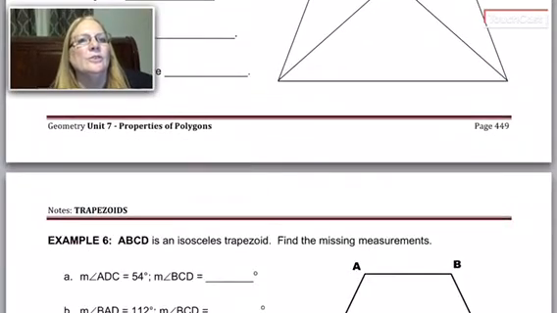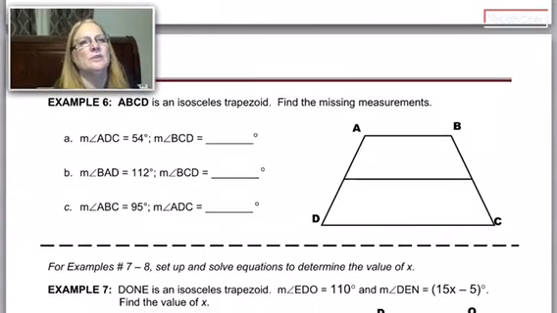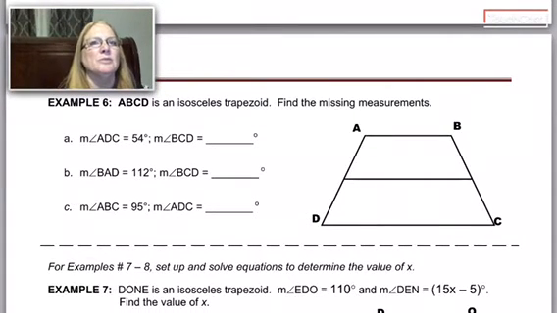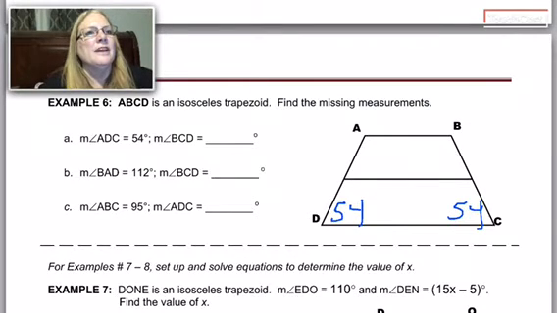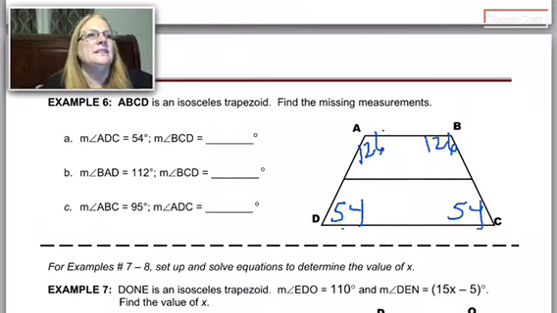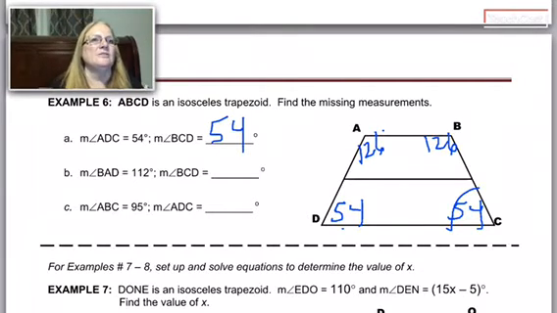All right, so here is an isosceles trapezoid. So based on the isosceles trapezoid, let's look at A, B, and C. So ADC right here is 54. So if this is 54, this is 54. And then the upper base, these have to add up to 180, so that would be 126, and 126. So they ask for BCD, which is this one. So that one is 54.